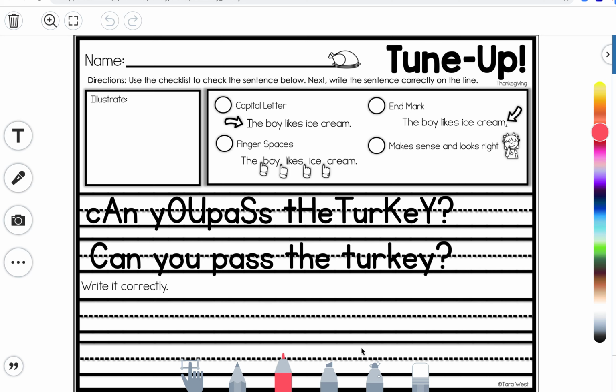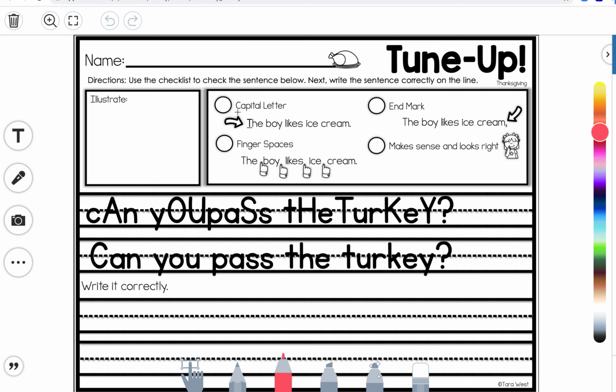Friends, the next step in our writing process is to edit. So we planned, we wrote, and now we're going to edit our writing. But before we do that, I want to practice on these tune-ups. Up here, we've got a checklist of things that we need to make sure is in our writing. We're going to practice on this pretend one, and then tomorrow we're going to apply it to your writing. So make sure you're paying attention.